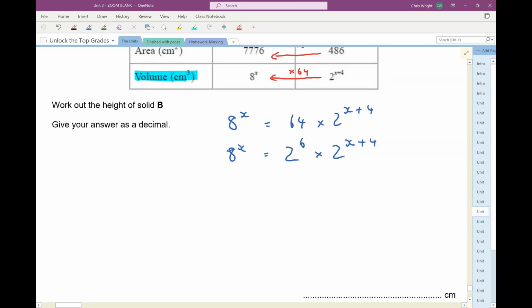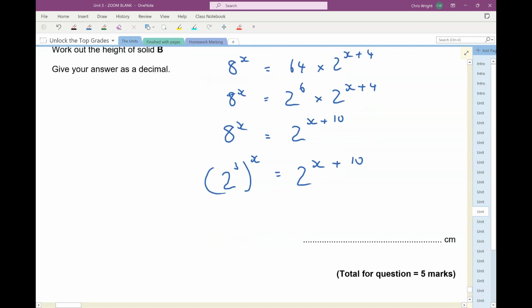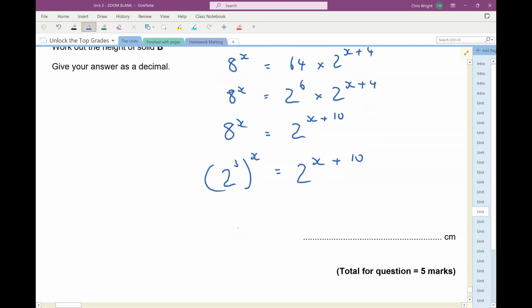On the right-hand side there, I can add those two powers when I multiply my indices. So 2 to the power of 6 times 2 to the power of x plus 4 is 2 to the power of x plus 10. I need to change this left-hand side into base 2. 8 is 2 cubed, so I've got 2 cubed to the power of x there, equals 2 to the power of x plus 10. Well, 2 cubed to the power of x is 2 to the power of 3x, and that equals 2 to the power of x plus 10.